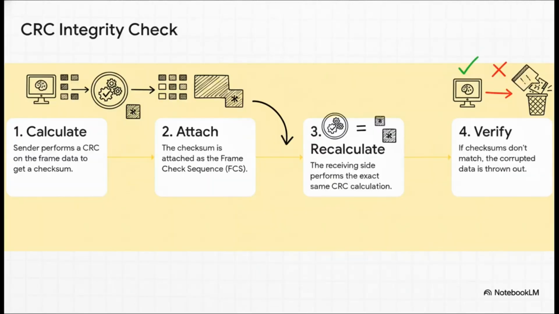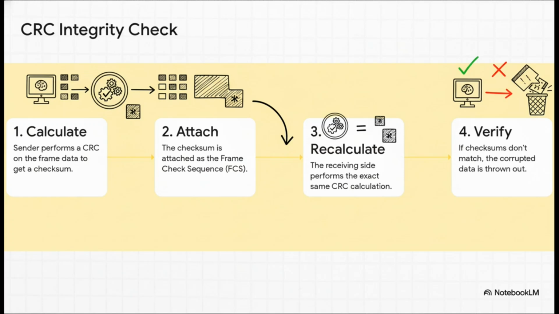So here's how this works, and it's just brilliant. Before sending anything, the sender runs this CRC calculation on the frame to generate that unique number. It then tacks that number onto the very end as the FCS. When the frame arrives at its destination, the receiver performs the exact same calculation on the data it just got. Then comes the moment of truth. It compares its answer to the FCS number that was attached.